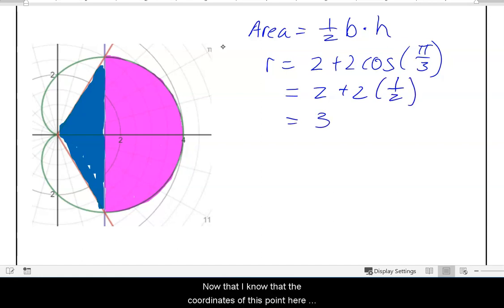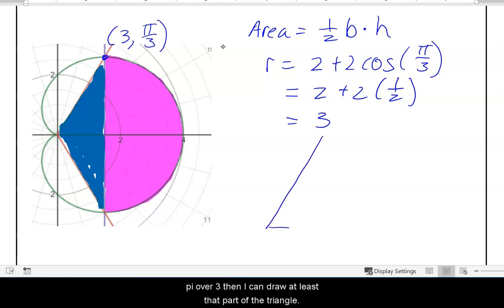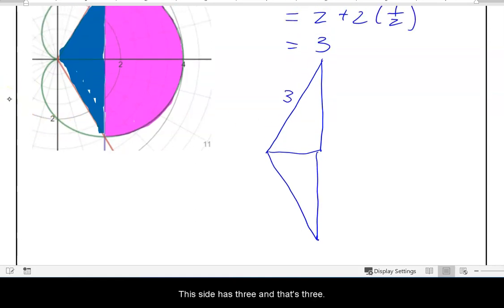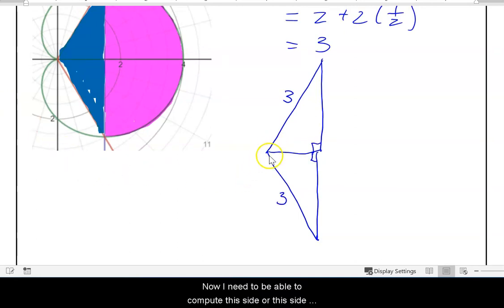Now that I know that the coordinates of this point here where they intersect in polar coordinates is 3, pi over 3, then I can draw at least that part of the triangle extending out along the polar axis, which of course goes all the way below as well, down to negative pi over 3, like here. This side is 3 and that's 3. These are right angles, of course. Now I need to be able to compute this side or this side in order to determine the area that's contained within the triangle. However, I already know what it is.